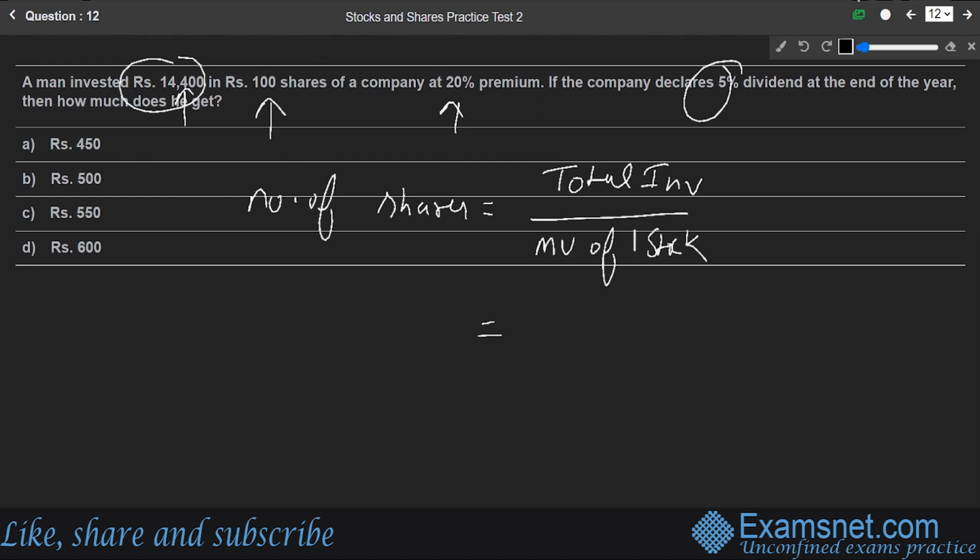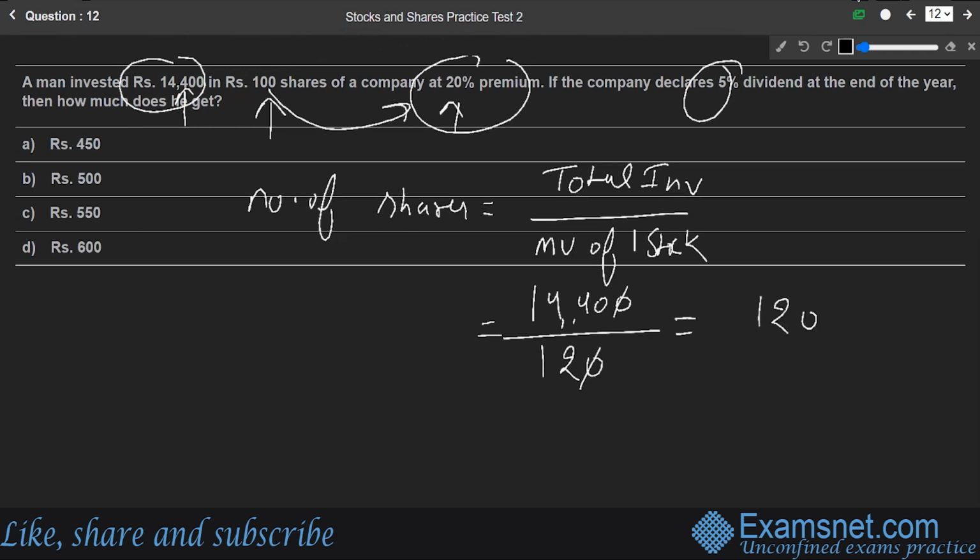Okay, so let us find out total investment is how much. Total investment is mentioned as 14,400, divided by market value of one share. He says at 20% premium. So face value is 100 and market value is 20% higher. So 20% higher than 100 is simply 120. So market value of each stock becomes 120. If we solve this, we get 1440 divided by 12, which is 12 cuts 144 by 12 itself. So 120. So total number of shares bought is 120.